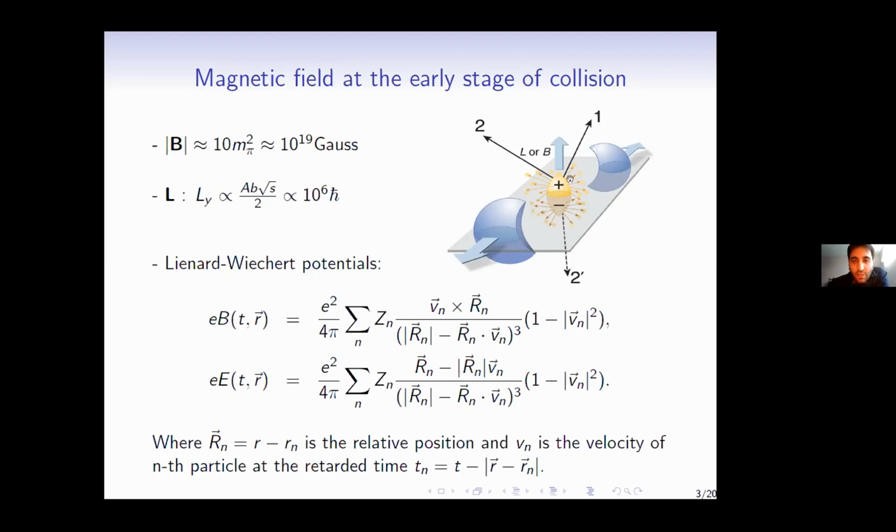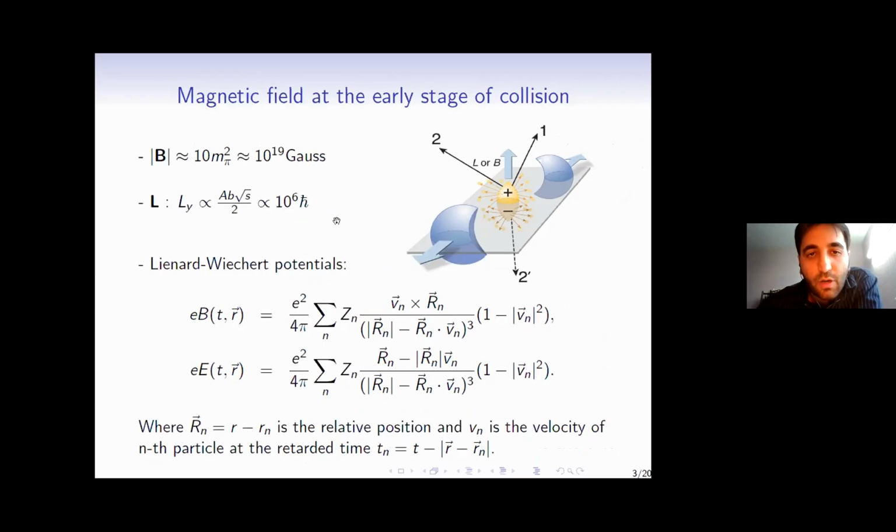In such collisions, the colliding nuclei also carry a large angular momentum, and some part of this angular momentum remains in the interaction zone. This magnetic field and angular momentum may have some non-trivial effects on the evolution and dynamics of the plasma. But here, I'm just considering the magnetic field and ignoring the effect of the angular momentum. One thing I forgot to mention is that the magnitude of this angular momentum is approximately 10^6 ħ, which, compared to the spin of the particles, is a really large angular momentum.